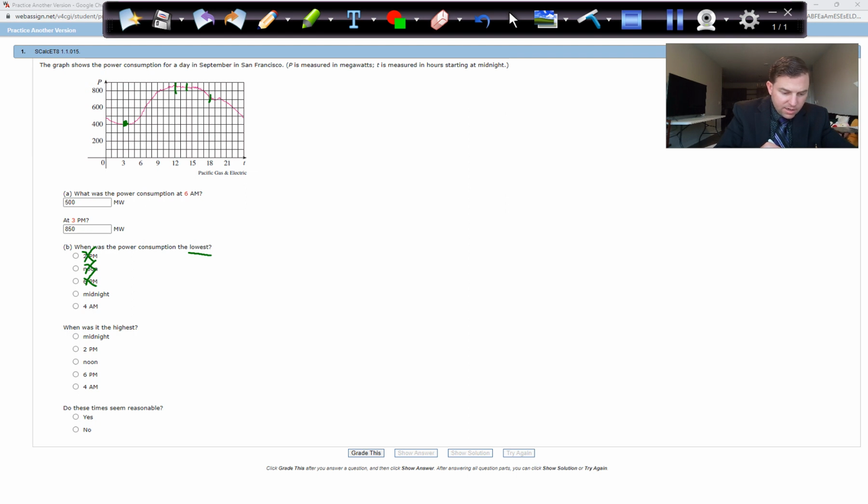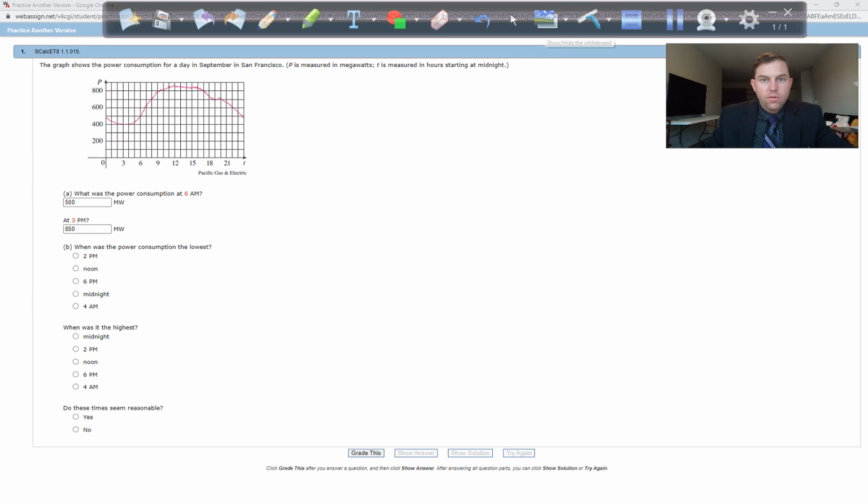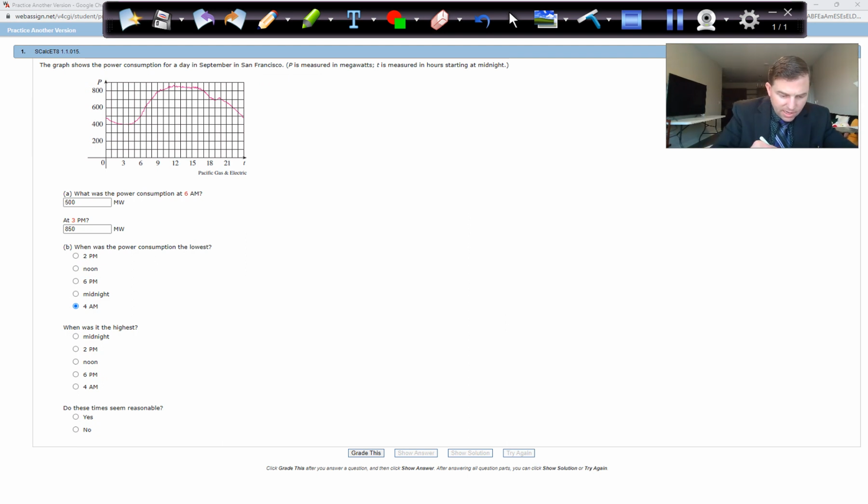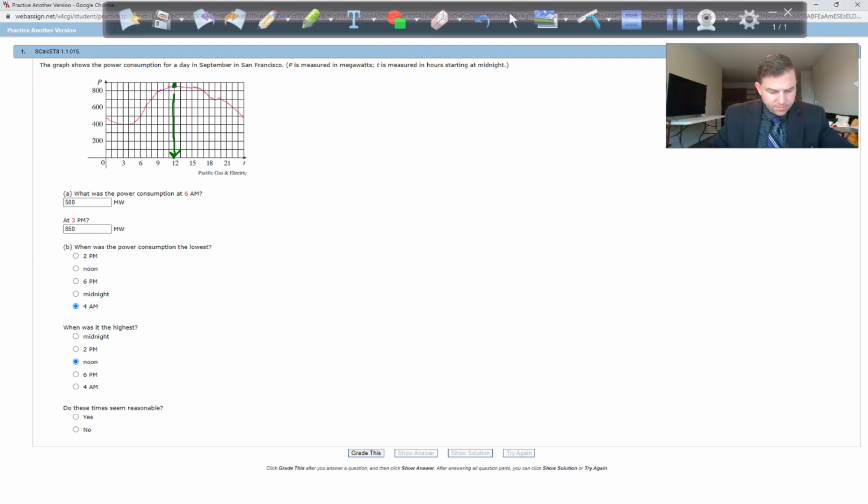Midnight is right here. Now that one is kind of low, but it's not the lowest. So the last one is right here. It's a little, so I guess they wanted that part right there. It's right at 4 a.m. So we would select 4 a.m. When was it the highest? So same idea. When is the very highest point in the y value? I'd say it's about right there, which is at noon. So that one we would say noon.